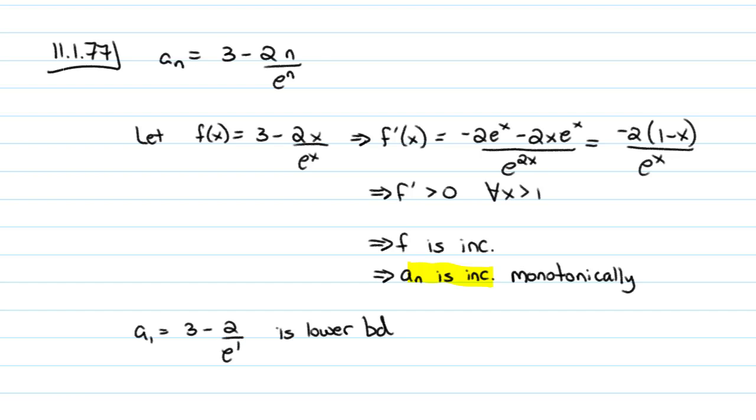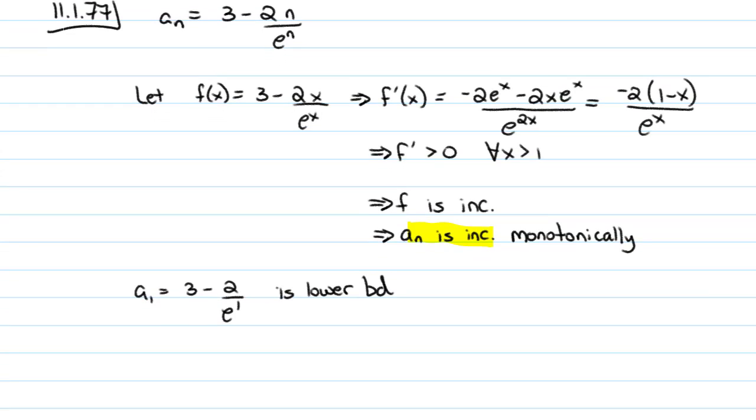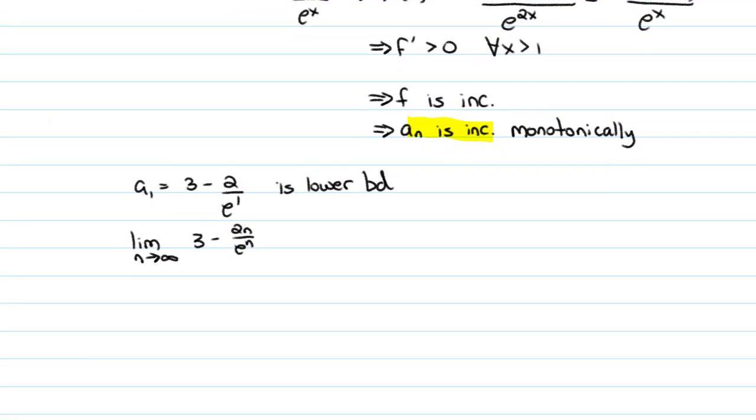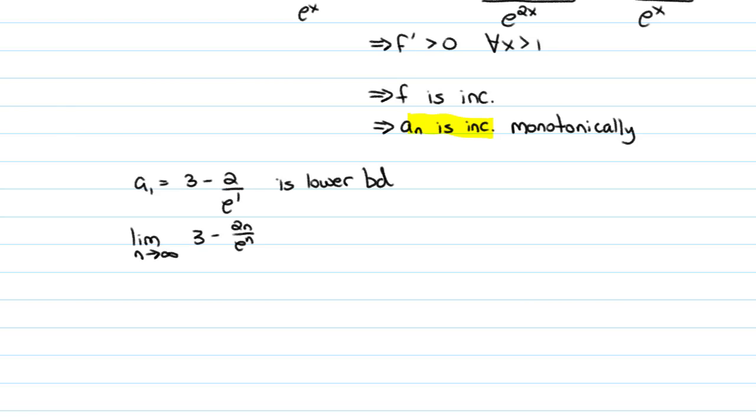And now to find an upper bound, I'm going to go ahead and take the limit as n goes to infinity of our sequence, which is (3 minus 2n) over e to the n. Because I'm going to use some calculus here, I'm going to convert that over to a function. So I'm going to write this instead as a limit as x goes to infinity of (3 minus 2x) over e to the x, because the calculus I'm going to use is L'Hopital's rule. And because I need a continuous function to use L'Hopital's rule, I need my variable to be continuous.